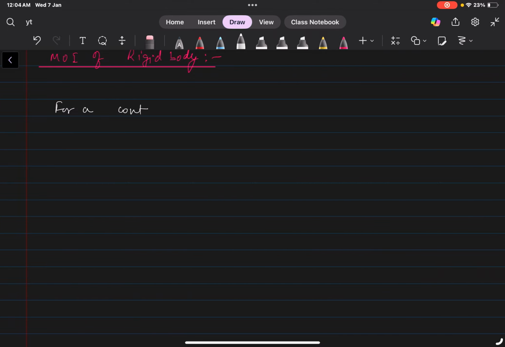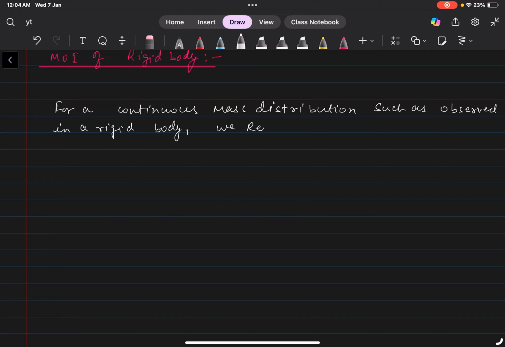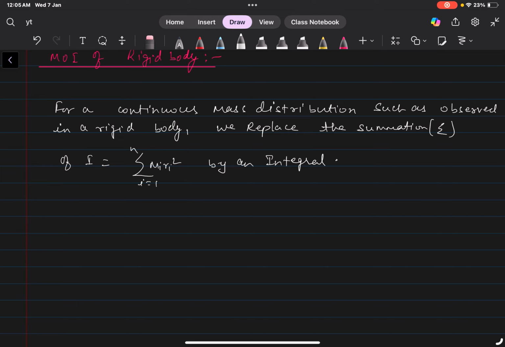for a continuous mass distribution such as observed in a rigid body, we replace the summation of m i r i square, i equal to 1 to n, by an integral.